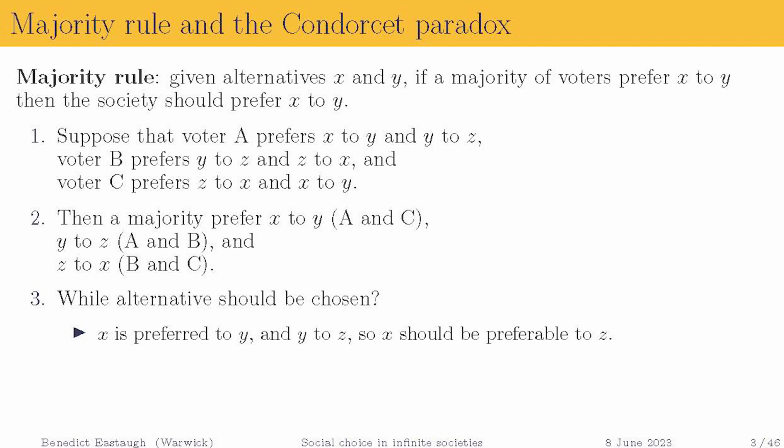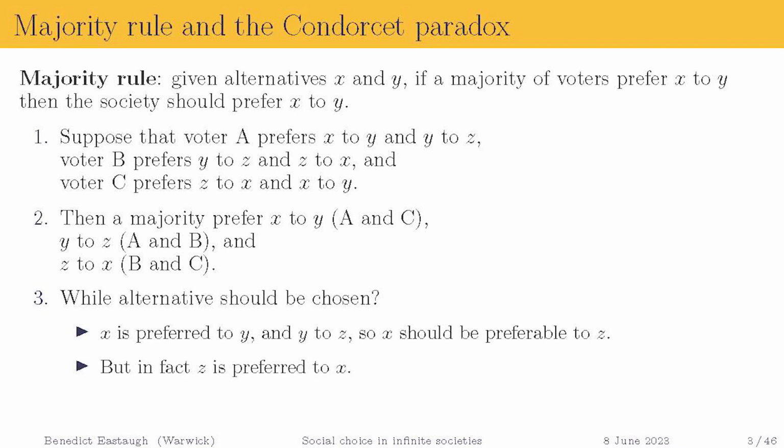X is preferred to Y by the society, on the basis of this rule. And Y is preferred to Z, and we think that preference is some kind of transitive relation. So X should be preferable to Z. But in fact, Z is preferred to X by this majority rule. So we have some kind of contradiction, at least a contradiction with the notion of preference, right? We think that preference is a notion that should be transitive. If I prefer X to Y and I prefer Y to Z, then I should prefer X to Z.